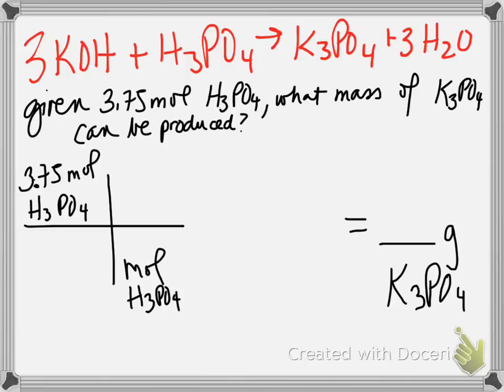Okay, now here's the tricky part. The top of that box, we're trying to get to grams of potassium phosphate. Can we go straight from moles of one thing to grams of another? No. We have to go through the mole ratio. So we have to know how many moles of this produce how many moles of that, and then on the end, we can convert back into grams. So, units that are going to go on top, moles of K3PO4. And I'm not even going to worry about filling in numbers yet.